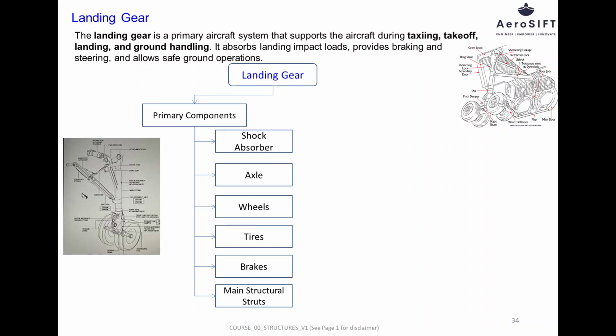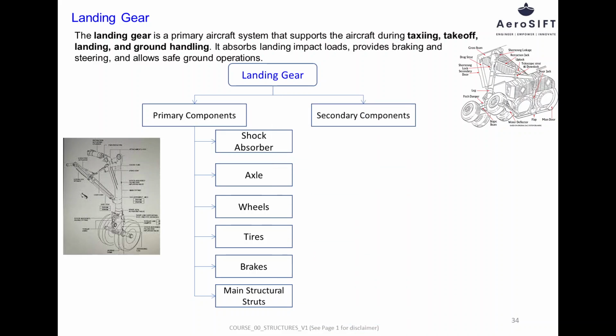Main structural struts form the backbone of the landing gear assembly. They support the aircraft weight and transmit vertical, longitudinal, and lateral loads from the landing gear into the airframe. These struts are designed for high strength, fatigue resistance, and durability.